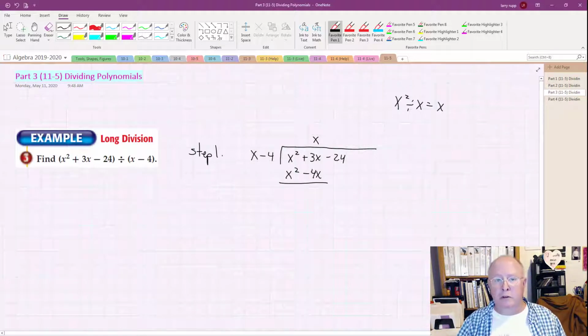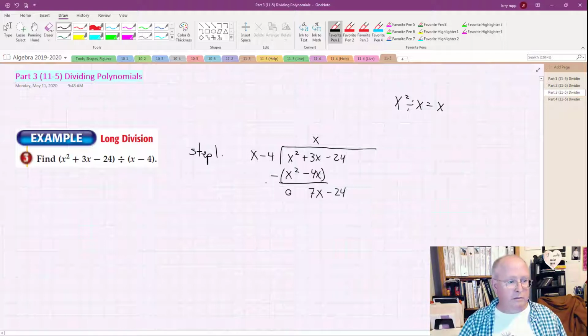And then what you do in normal long division is you subtract this term from the top. So x squared minus x squared gives you 0. 3x minus negative 4x will give you positive 7x. Then you bring down the minus 24. Okay? So x goes into x how many times? Well, actually, that's step 2 now. Okay, so x goes into 7x 7 times. So 7 times x gives you 7x, and 7 times negative 4 gives you minus 28.